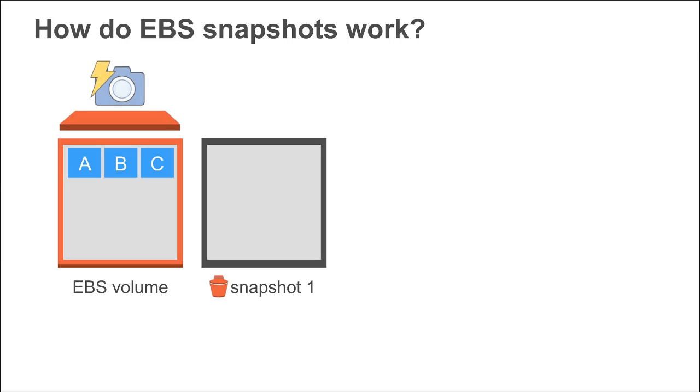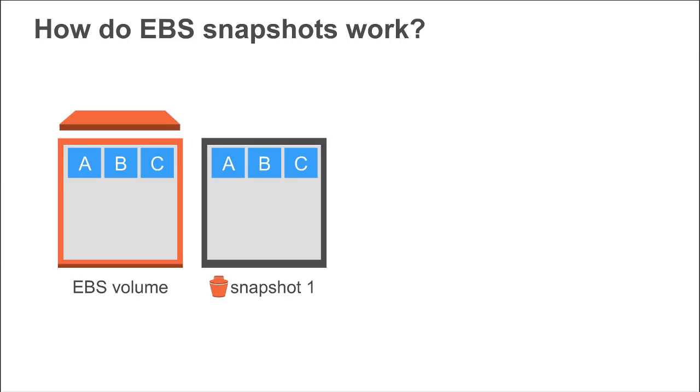So all of the blocks that have been modified since our last snapshot will be a part of snapshot 1. Because this is our first snapshot, all of the blocks that we've modified since creating the volume will be a part of snapshot 1. So all 3 blocks, A, B, and C, are going to be backed up to S3 and will be a part of snapshot 1.